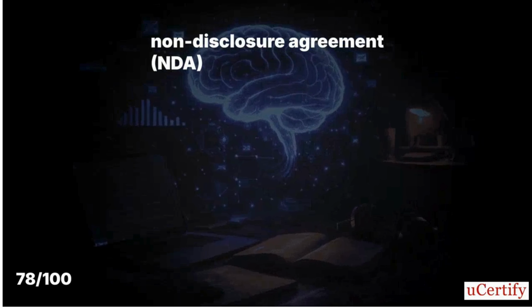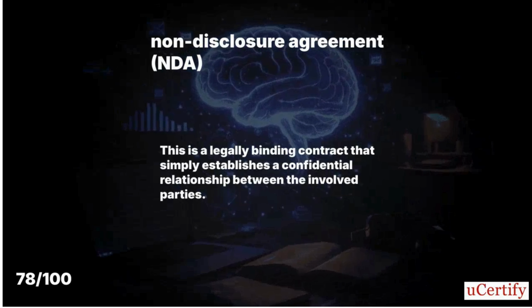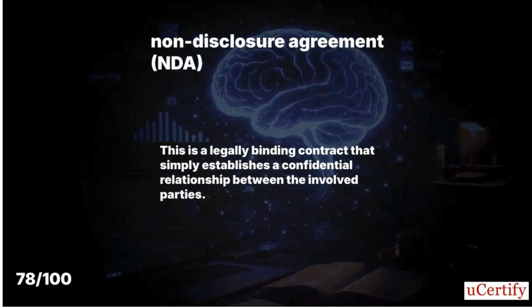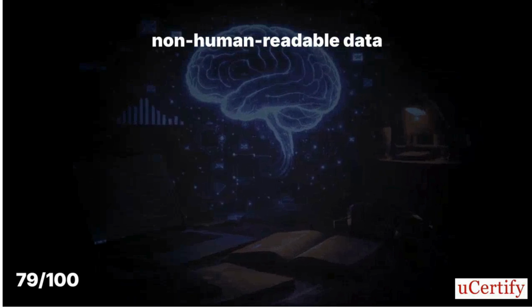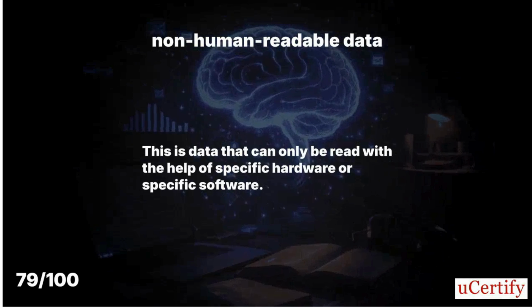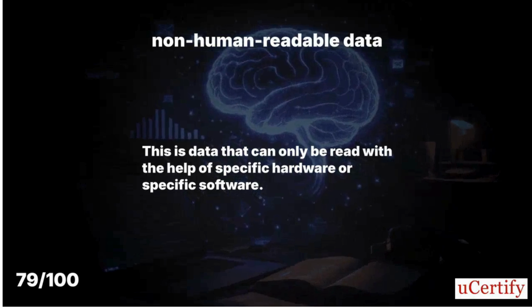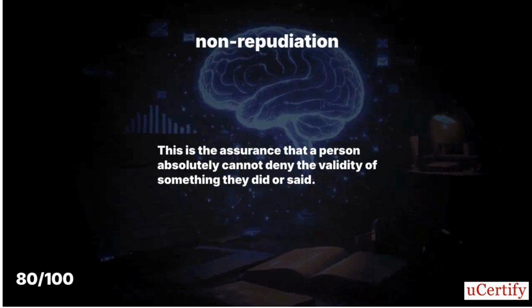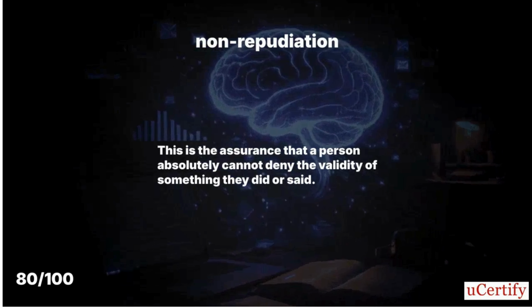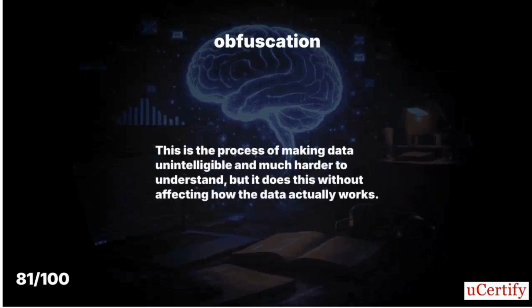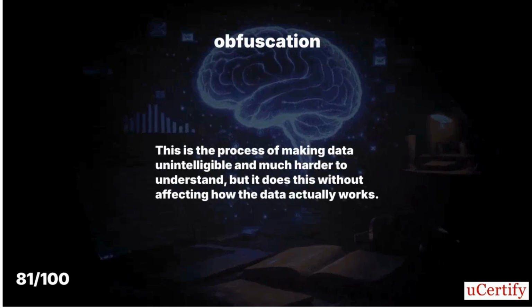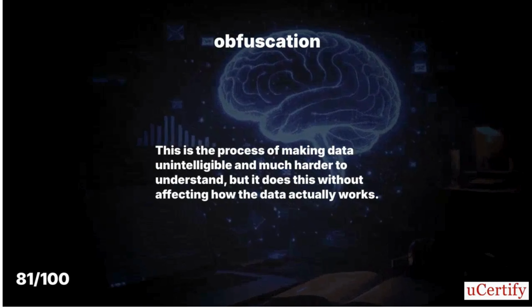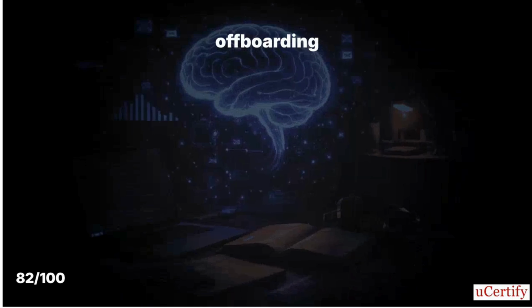Non-disclosure agreement, NDA. This is a legally binding contract that simply establishes a confidential relationship between the involved parties. This is data that can only be read with the help of specific hardware or specific software. This is the assurance that a person absolutely cannot deny the validity of something they did or said. This is the process of making data unintelligible and much harder to understand, but it does this without affecting how the data actually works.